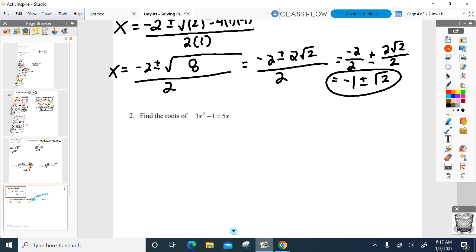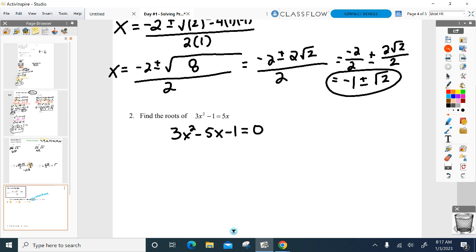Yeah, I don't care what we're doing, factoring or quadratic formula. 3x squared minus 5x, and put it in the correct order too, so we know where A, B, and C is. Before I move on, why am I probably going to prefer quadratic formula here?